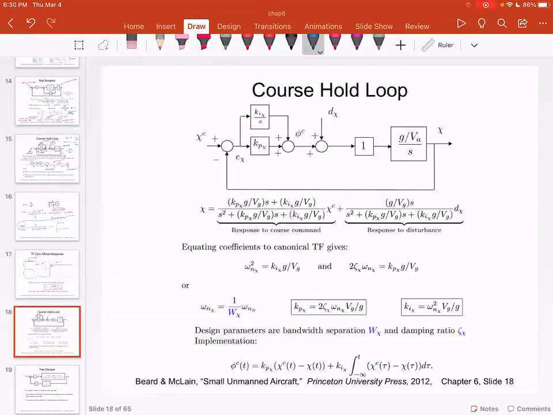So if you look at this course hold loop, you would notice that, as we talked about, this is the commanded course, so command, and this is the disturbance.